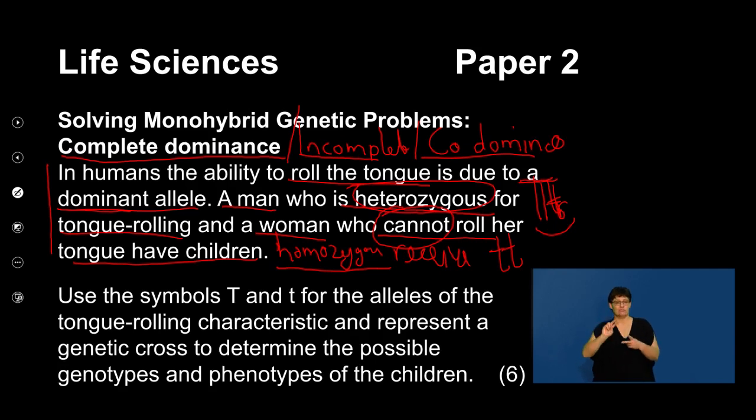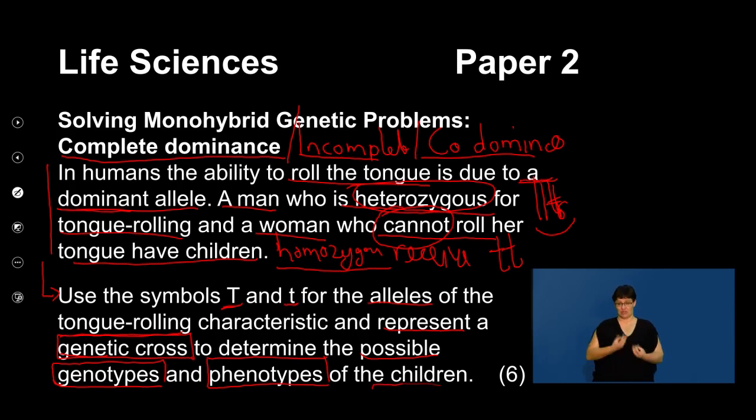So the question goes on further, and we'll read through the instructions. Use the symbols capital T and small t for the alleles of tongue rolling characteristics, and represent a genetic cross to determine the possible genotypes, which are the genetic expressions, and phenotypes, which is the physical expression of their children.